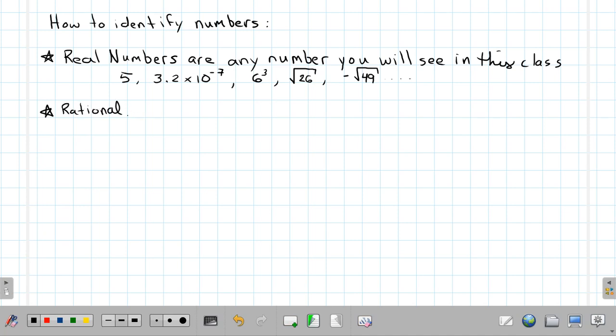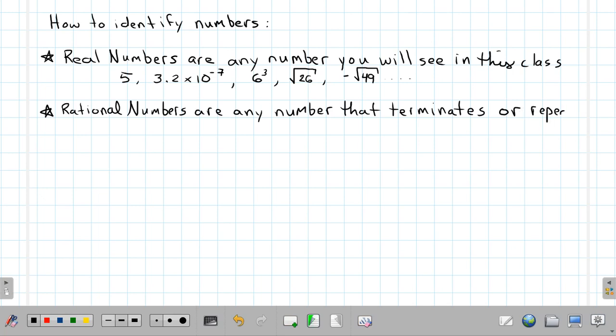So rational numbers are any number that does what we call terminate, okay, or repeats when you put it in decimal form.